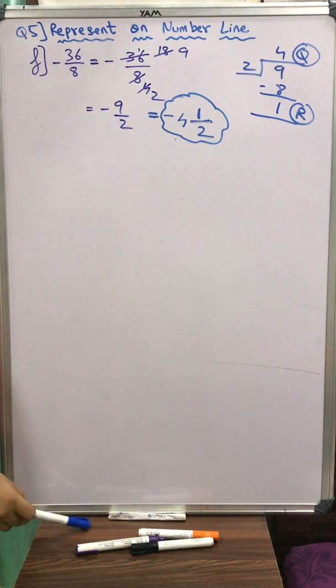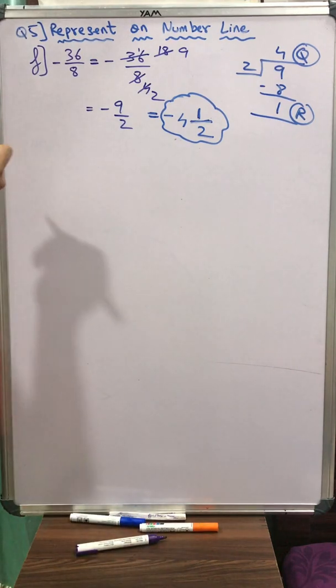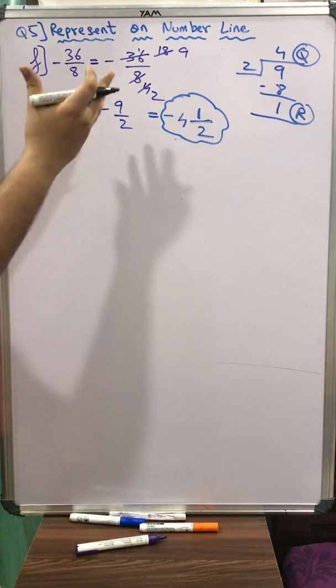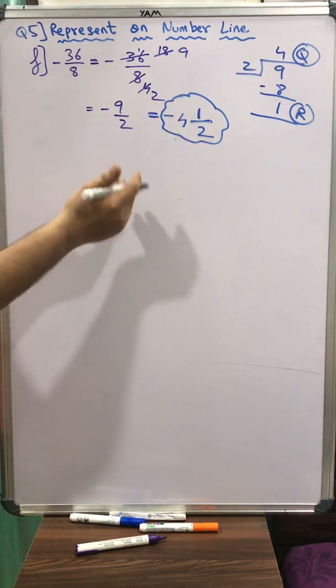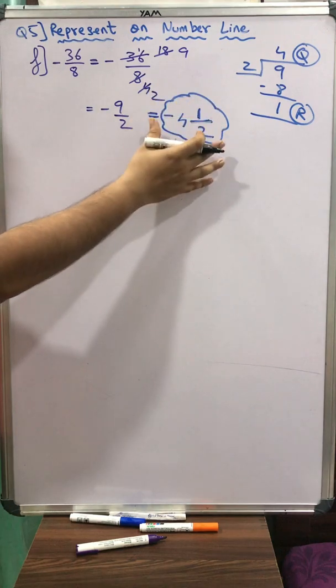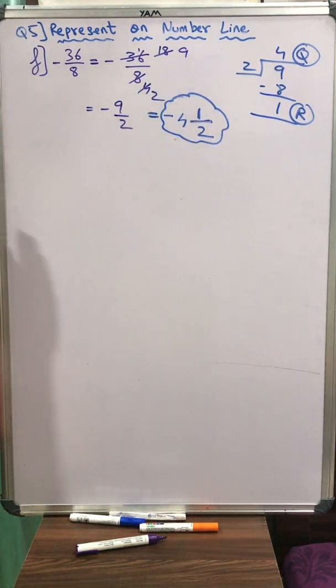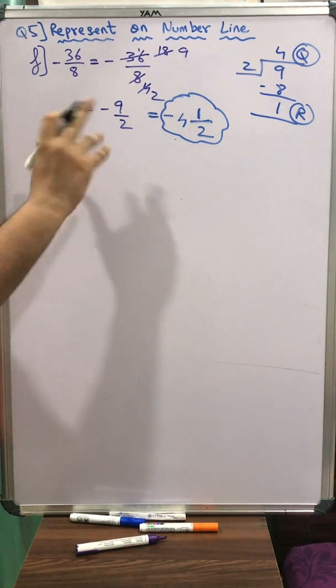Okay. Next, what was the point? I always tell you, in the previous sum also, you have to write. You have to decide where you will plot this. See here, students, it's minus. Minus means this fraction will come on the negative side, on the left hand side of 0. Okay, fine. But between what two numbers?